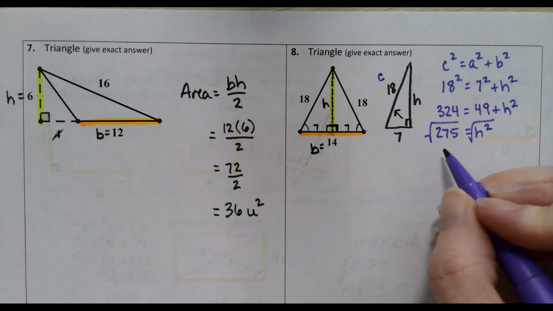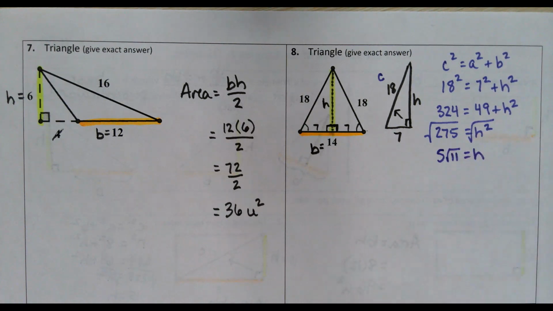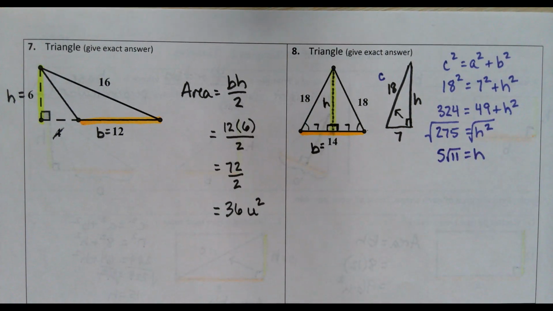All right, welcome back. You should have ended up with 5 root 11 as your value for that height. If you need help simplifying radicals, that's a great topic to talk to your teacher about during RTI, or to go visit some of our old videos from Standard 11.